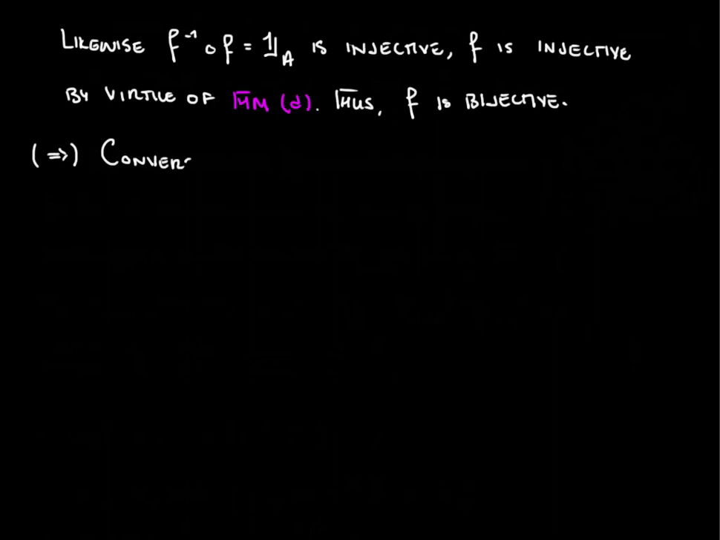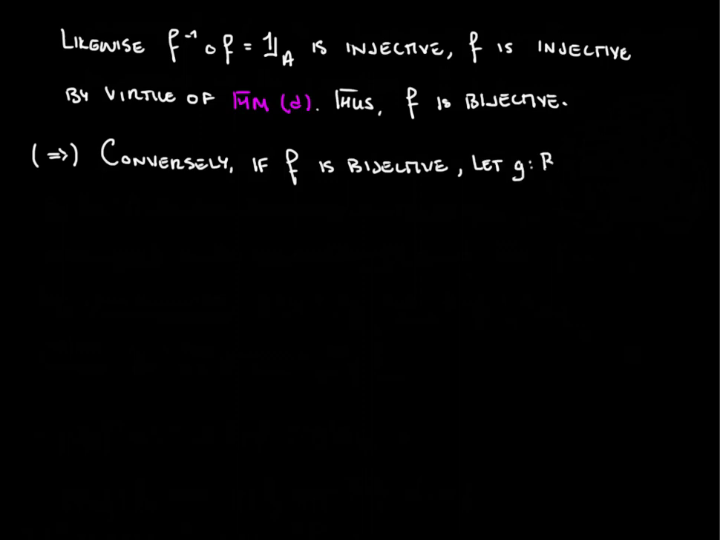Conversely, I think the converse is more difficult than the proof from right to left because it's not as obvious that we're allowed to use the arguments that we're about to use. So conversely, if f is bijective, we want to show that f is invertible, which means that it has an inverse, and we're going to define that inverse. We're going to construct it.